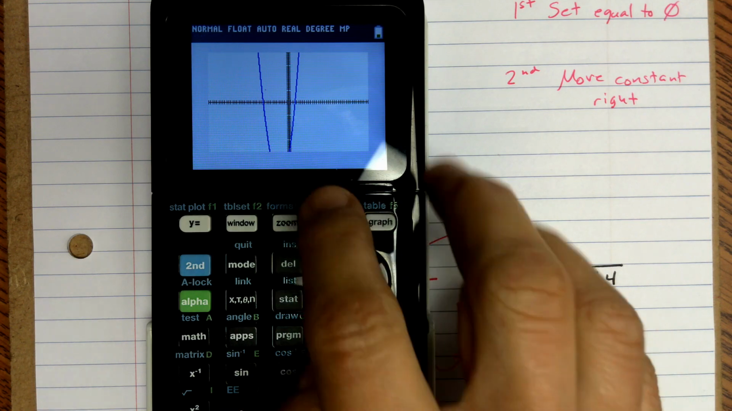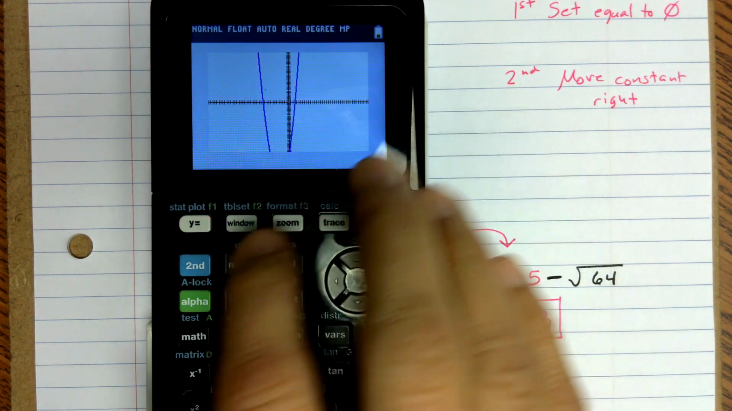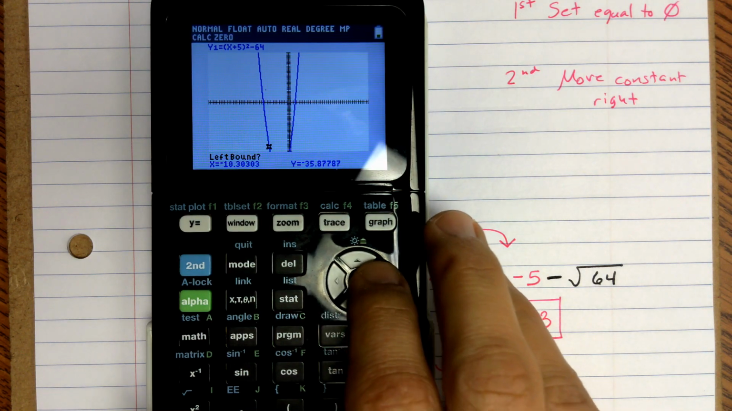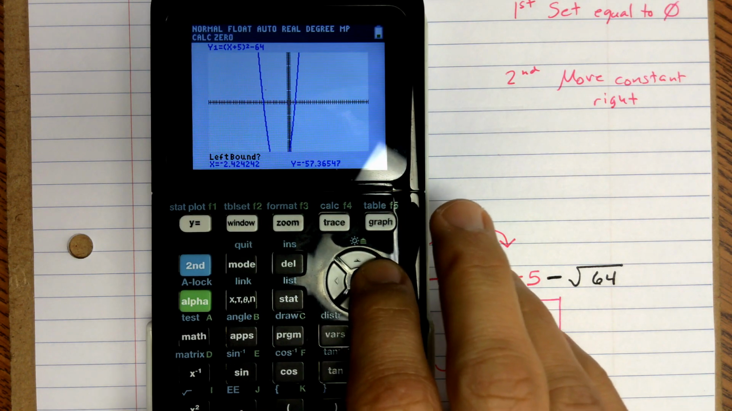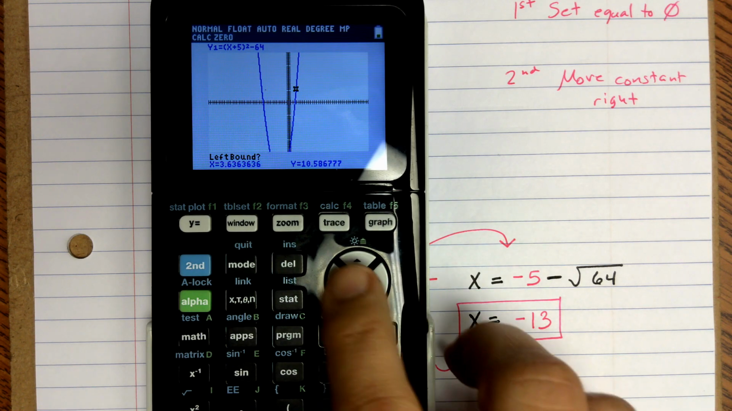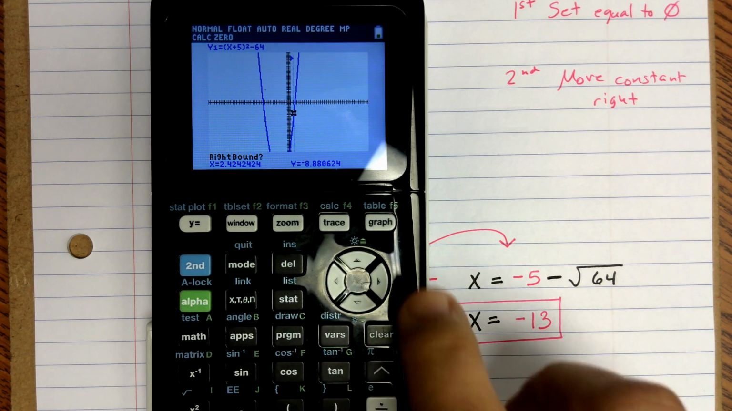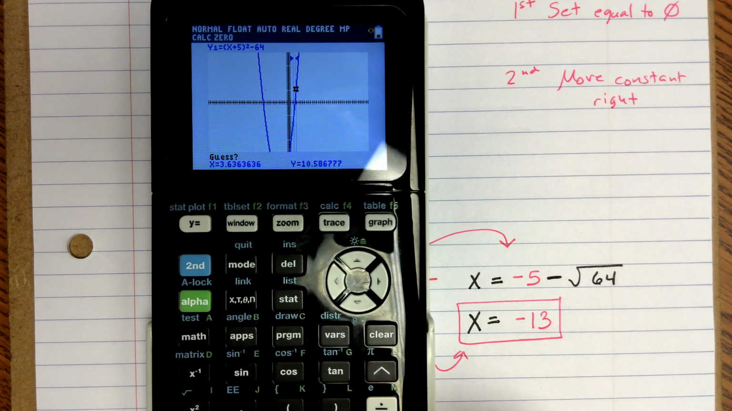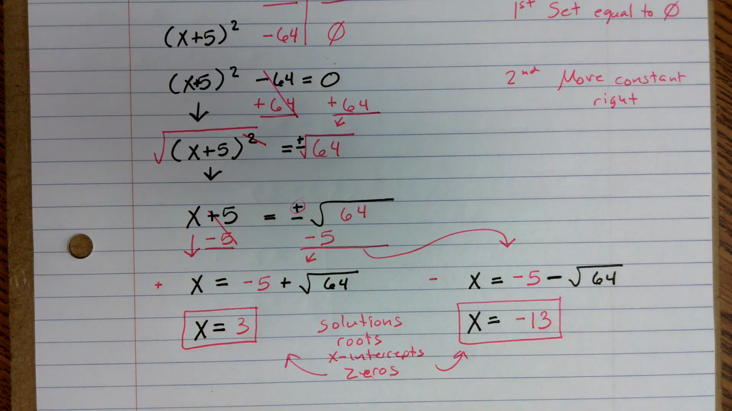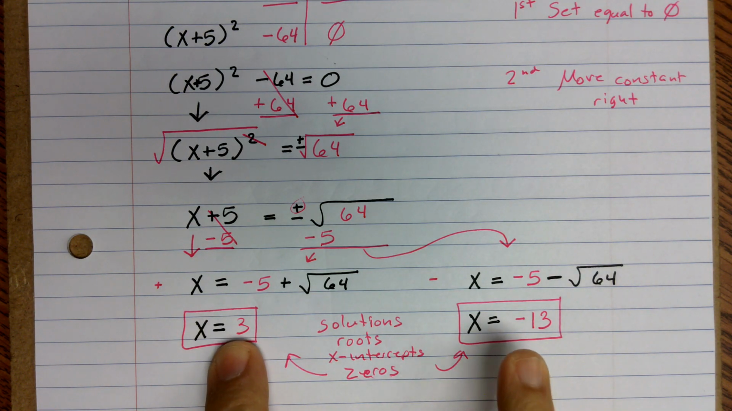Then I'll hit clear, and I'm going to do that one more time. So I'm going to hit second, trace, go to 0, and I'm just going to confirm that we got a positive 3 on the right. And let's see, to the left of it, hit enter, go to the right of it, enter, and notice its x is positive 3. So I've confirmed with the calculator that I did my math right, and I have x is equal to 3 and x is equal to negative 13. Those are my two zeros, my solutions.